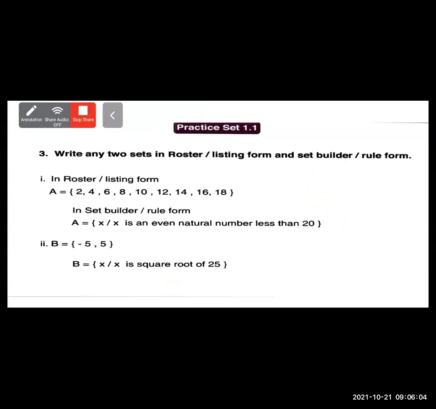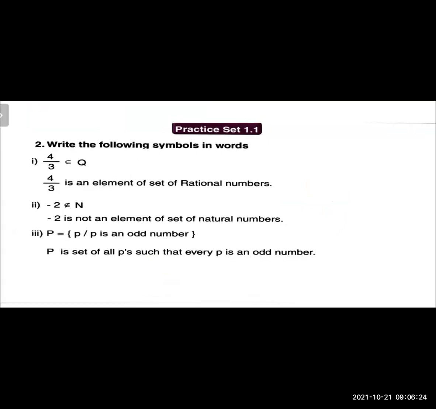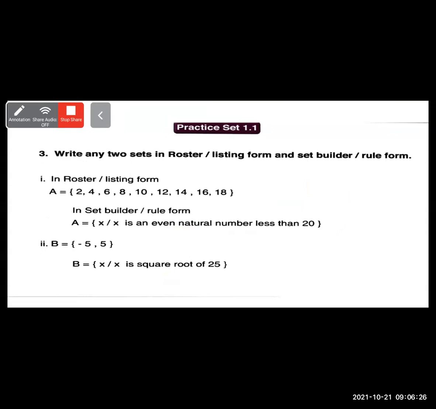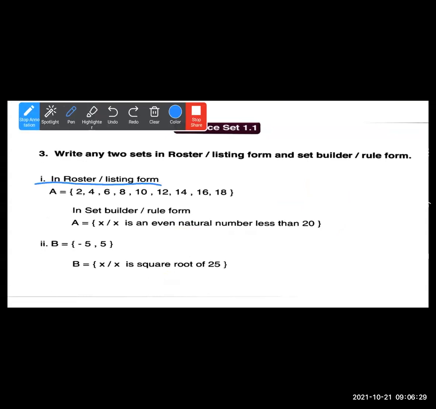So third question is write any two sets in roster listing form. Yesterday we have seen mathematics example, letters in the word mathematics and letters in the word complement or other. We have seen. Now see here, we will see in roster listing. You have to take two sets in roster listing. In roster listing form, 2, 4, 6, 8, 10, 12, 14, 16, 18. These numbers they have taken. This is in listing form. In set builder form and rule form, what you have to write: A is equal to set of all x such that x is an even natural number less than 20.